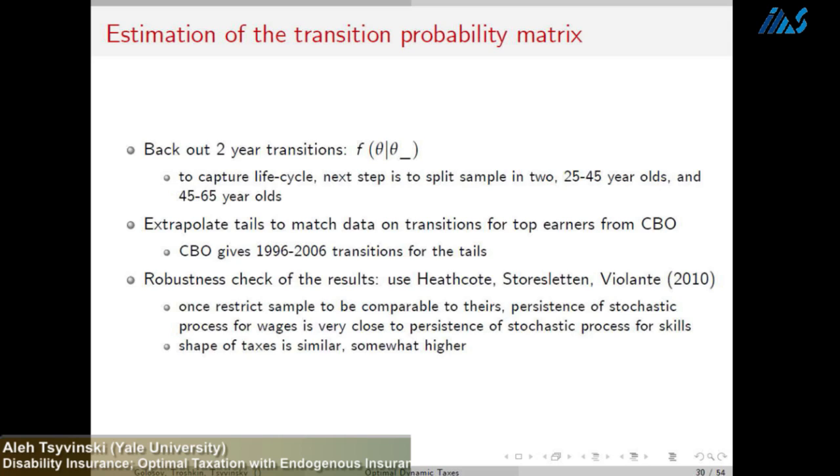I can just check whether I get close to the results on the stochastic process for wages. It actually turns out to be quite similar to what Heathcote, Storesletten, and Violante estimate. Okay? All right.